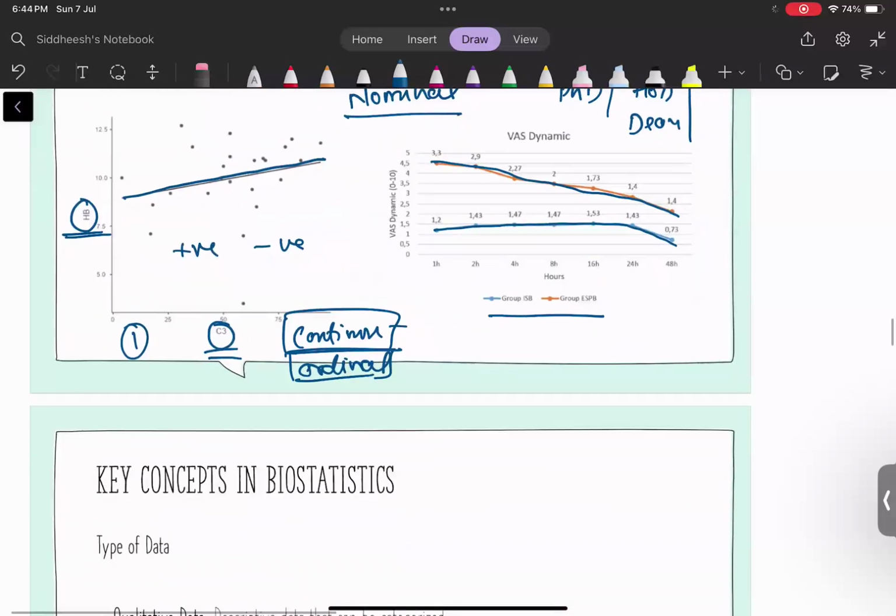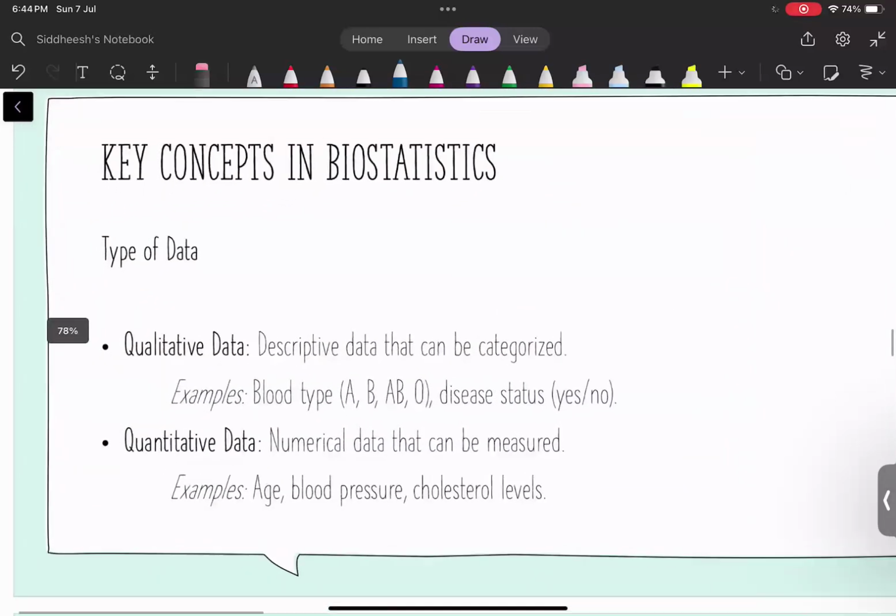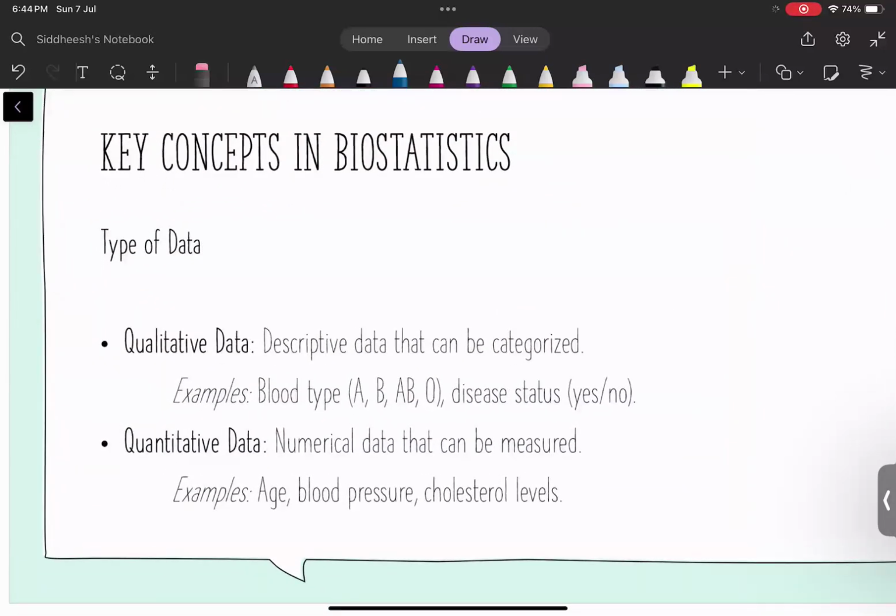The next thing we have is the key concepts in biostatistics. The first is the type of data. The first, a very simple kind of data, is qualitative, in which we have some categories. Suppose I take blood type: A, B, AB, O. Whether you have diabetes or not, yes or no. Whether you have hypertension, yes or no. Automatically one category is coming up, correct? The next is quantitative data, where something numerical is present, some continuous data.